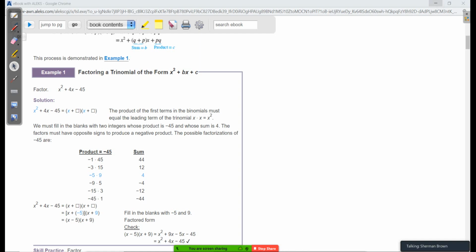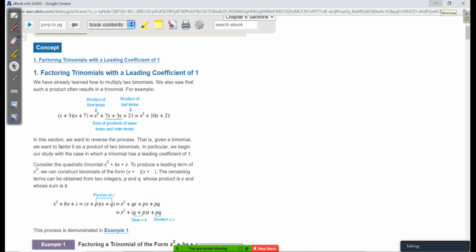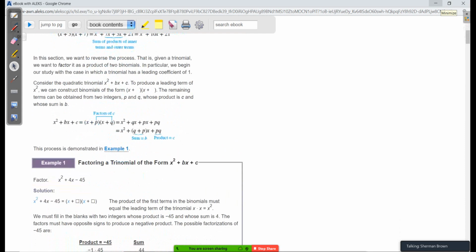Let's see, do we have the definition of it? Not quite, but no, let's not get confusing.